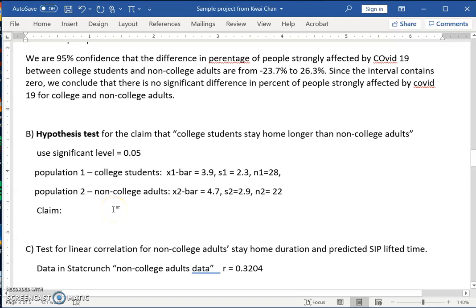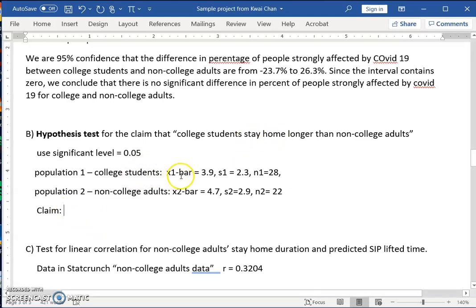In my project plan, I say that the college students should stay longer, right? So actually it's contrary in the sample. The college students' sample mean x-bar is actually smaller, but I need to follow my claim. So maybe I'll write my claim here: to test the claim that college students stay home longer.